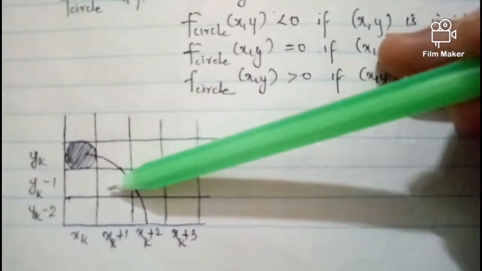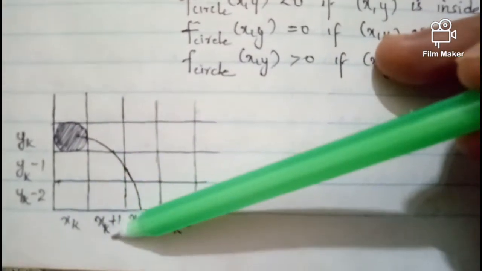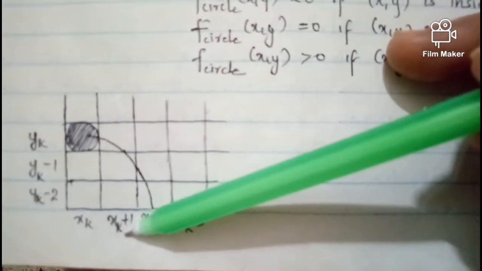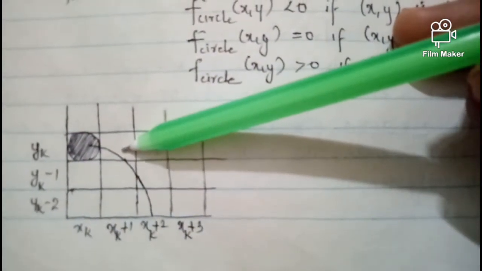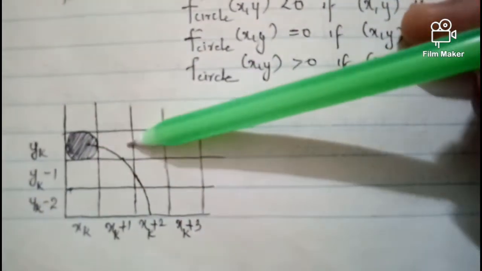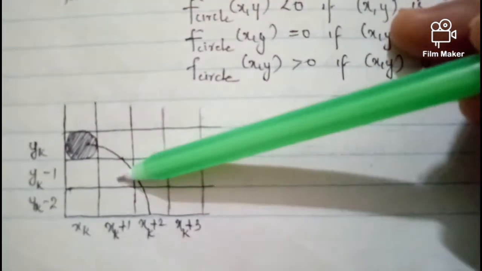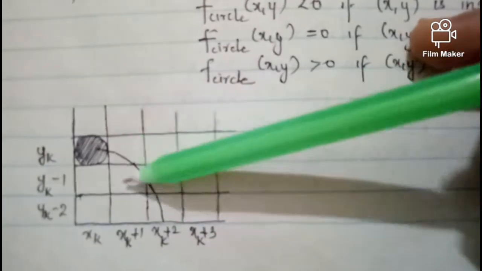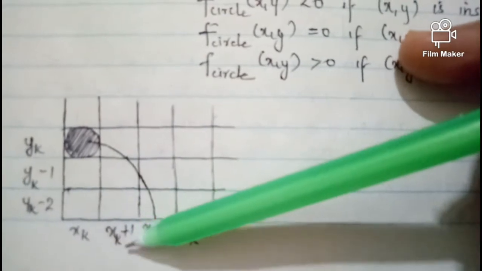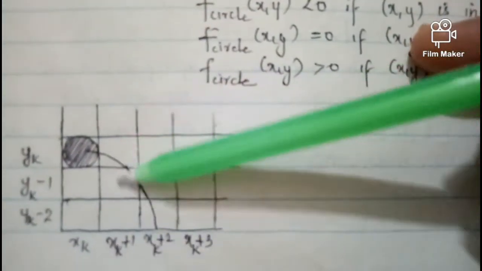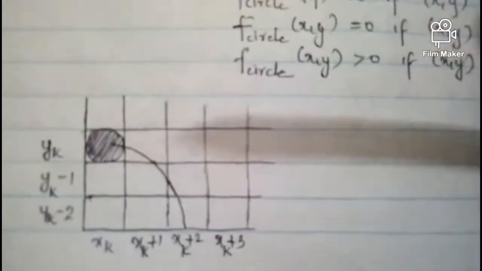But we know that in either of these two cases, x is always xk plus 1. But what about the y values? If I select this pixel, then the point will be xk plus 1, yk. But if I select this one instead, then the point will be xk plus 1, yk minus 1. So in both situations there is no doubt that the value of x is the previous value of x plus 1, that is xk plus 1. The confusion is only regarding the y values, whether to select yk or yk minus 1.